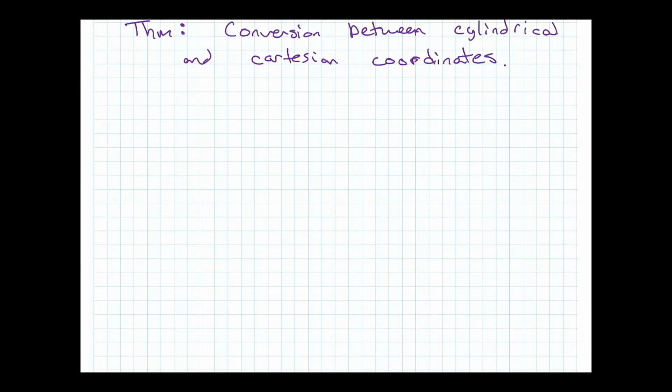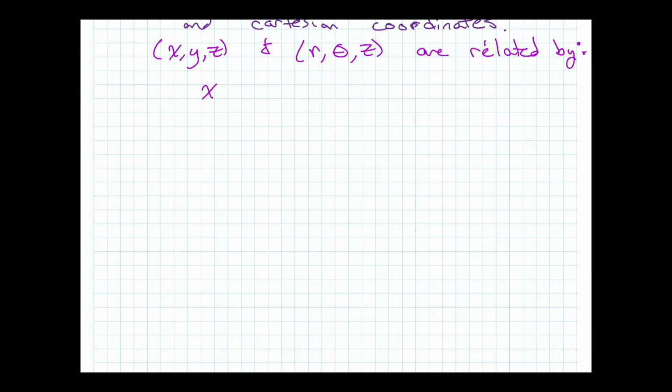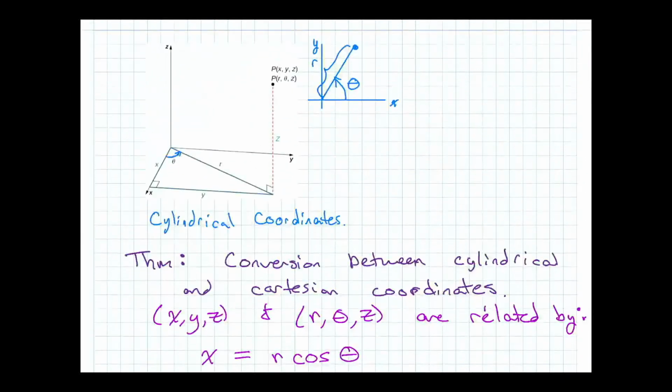All right, so conversion between cylindrical and Cartesian coordinates. We can say x, y, z, and r, theta, z are related by these equations. The first is the way you calculate the x value: it is r times the cosine of theta. Again, this is straight from the conversions for polar coordinates. The y coordinate is r sine theta, straight from the conversion to polar coordinates, right? Because you got this picture here.